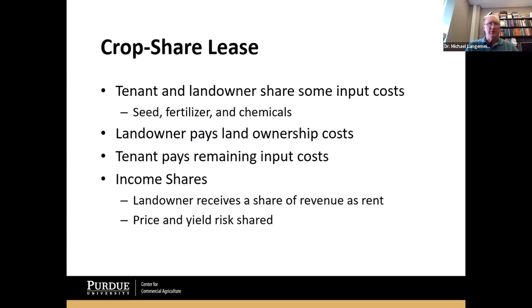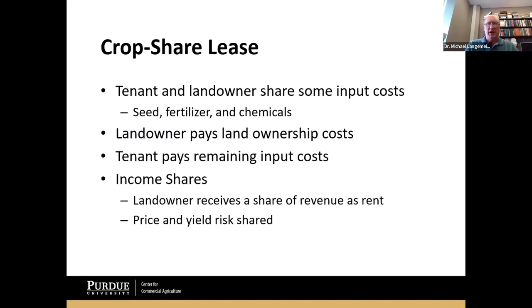And they don't have to be focused on flex rent. They can be focused on other lease types. We'll start with a crop share lease. Historically, this was the primary lease across the Corn Belt, particularly in the Eastern Corn Belt. Here, it's a lot less common.